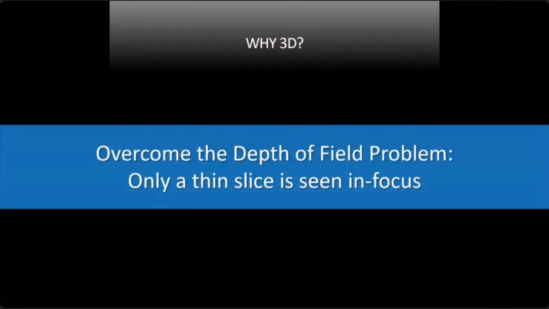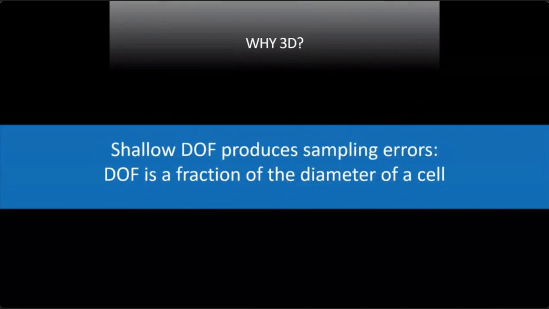So what are the benefits of 3D? Why do we use 3D? The main problem with microscopes is they have a tiny, thin depth of field. This has been for a long time, and that's why confocal microscopes are so popular, because it gets around the problem of a tiny, thin depth of field. So you only see a thin slice that's in focus. So the shallow depth of field produces sampling errors.